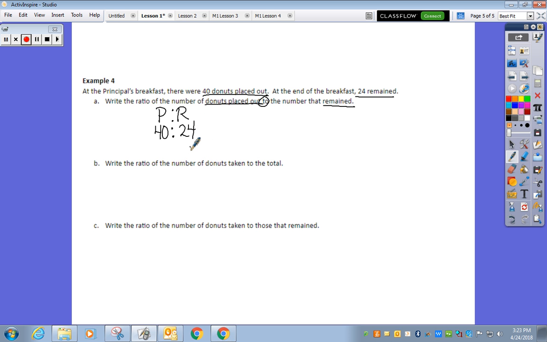Need to put this in simplest form. I can see they can both be divided by 8. So I would get 5 to 3. Okay, and again, you can do any of those methods. You can even do the tape for that one. There's not too many. The next one is to write the ratio of the number of donuts taken to the total. Now, in this case, the total is going to be the number that were placed out in the beginning. That's also known as the total number of donuts that there were.